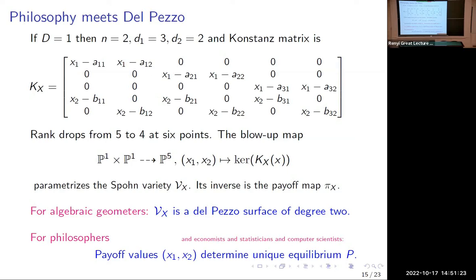Now this is a dashed arrow because there are precisely 6 points where the rank drops below, right? So this is a 5x6 matrix. There are 6 points where the rank drops to 4. In this case, the kernel map is not uniquely defined, and algebraic geometers call this a blow up, right? So for Andras, we're blowing up P1 times P1 at 6 general payoff points, so we get a Del Pezzo surface of degree 2. Now, for everybody else, what I'm saying is the payoff values in this example determine a unique equilibrium, right? So if I say that your payoff is 17 and your payoff is 12, in this example, there will be a unique equilibrium.